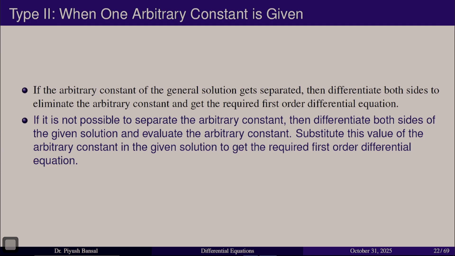If it is not possible to separate out the arbitrary constant, then what we can do is differentiate both sides and evaluate the value of that arbitrary constant, and whatever value you obtain, you substitute it in the given solution, and that will make the equation constant free. So, that would be a resulting first order differential equation, and since this contains only one arbitrary constant, the resulting equation will be of first order.